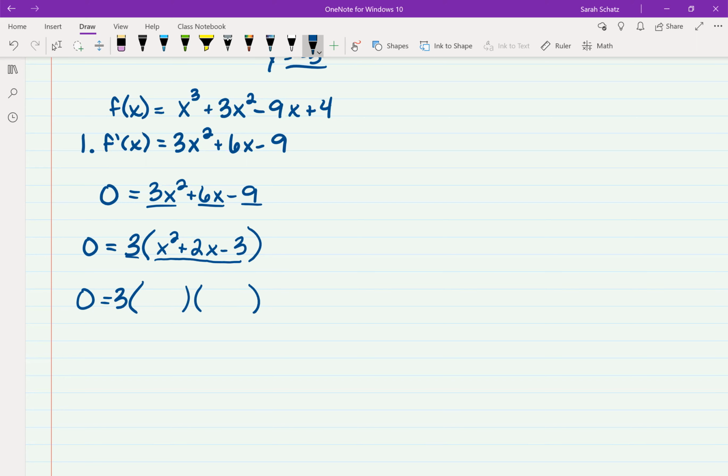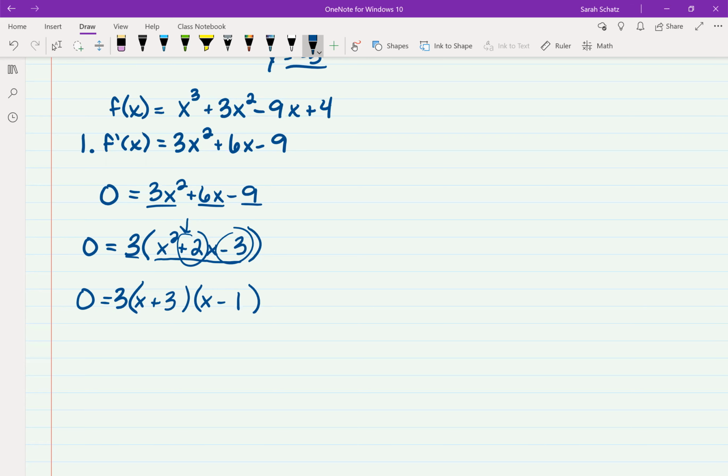When x squared is by itself, remember your first terms are just going to be x times x. And then you find the last terms with factors of -3, and they have to add up to +2. So what about x plus 3, x minus 1? Because 3 times -1 gives us that -3. And when I do 3 plus -1, I get the 2 I'm looking for. So I factored.